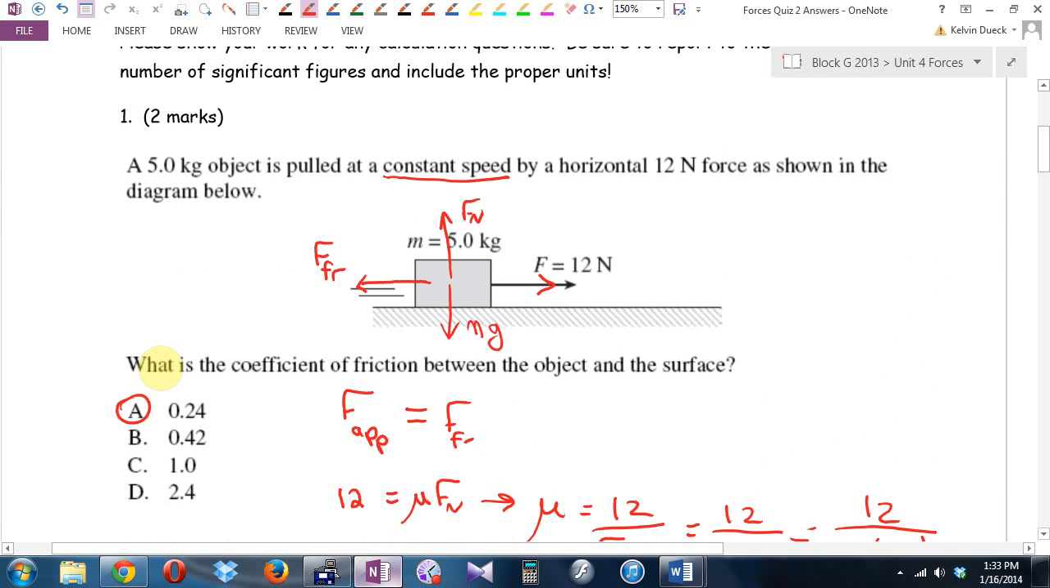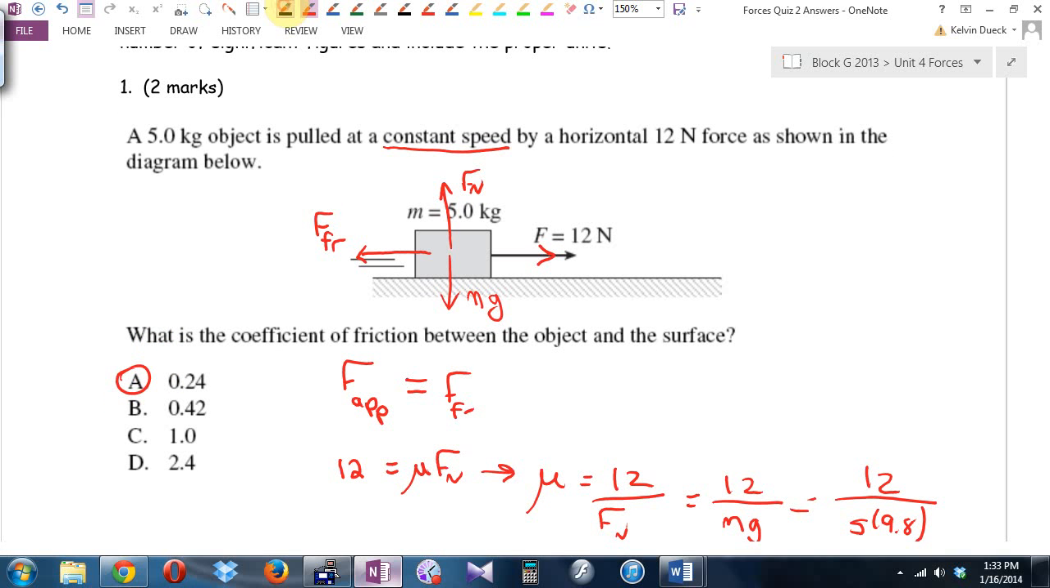Apparently 2 marks, sorry, all or nothing. Well, you know what? I will say this. If you got the wrong answer, but you wrote that, I'll give you 1 mark out of 2.